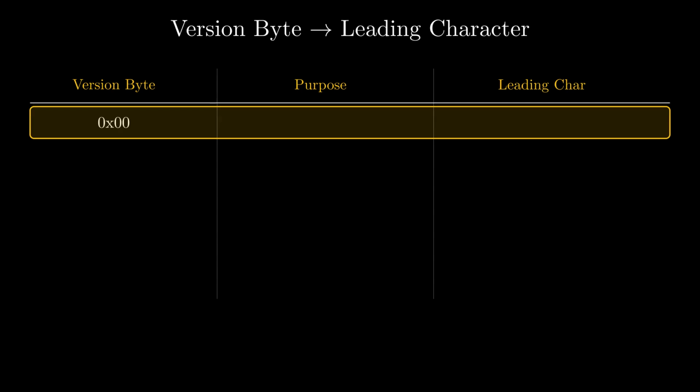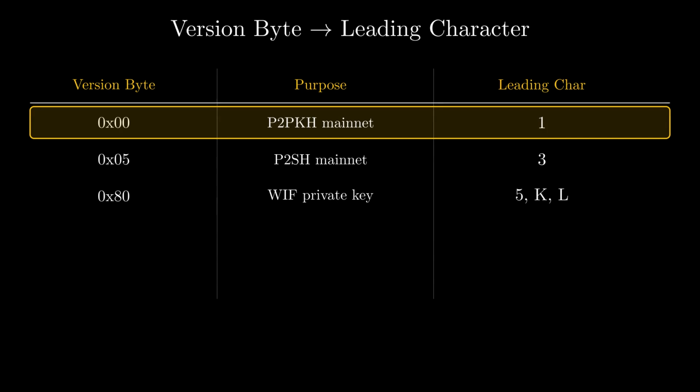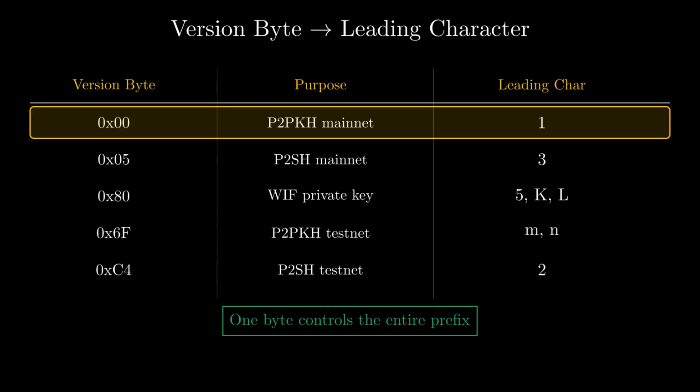Version 0x00 encodes to a leading 1, giving us P2PKH addresses, pay to public key hash, the classic Bitcoin address. Version 0x05 produces a leading 3, used for P2SH, pay to script hash, which enables multi-sig and complex conditions. Version 0x80 marks a WIF private key, wallet import format, starting with 5, K, or L. Testnet uses 0x6F for addresses starting with M or N, and 0xC4 for those starting with 2. 1 byte at the front controls the entire prefix, so addresses are packaged carefully.